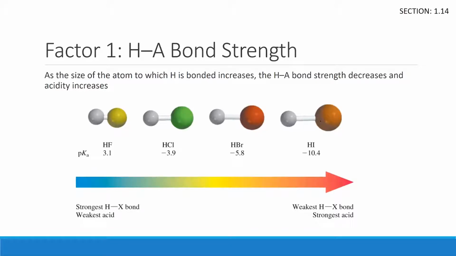Remember, again, in the Bronsted-Lowry theory, an acid donates the hydrogen. So it actually has to get rid of the hydrogen. So if you make this bond very weak between the acid and the proton, it's more likely to donate that proton. So again, the bigger the atom connected to the hydrogen, the stronger the acid. And it's because we weaken that bond.